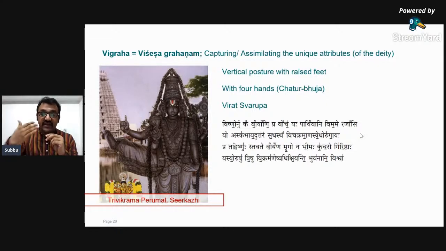Trishu vikramaneshu, with 3 strides. He is conquering the 3 worlds with 3 strides. That is the form of Vishnu, or that is the nature, function of Vishnu that is described in the Vedas. So this is the Vedic representation of Vishnu in the form of a Vigraham.